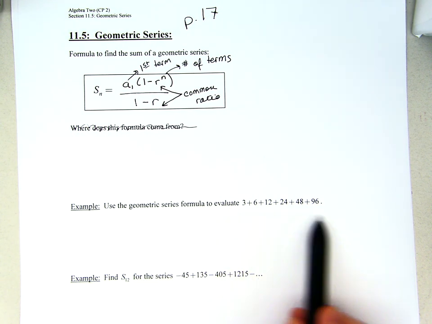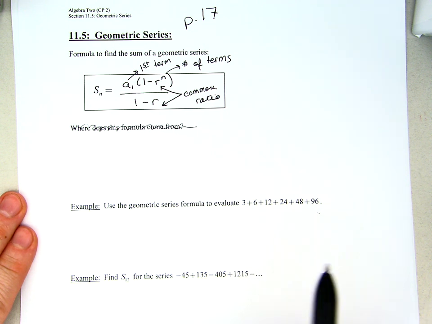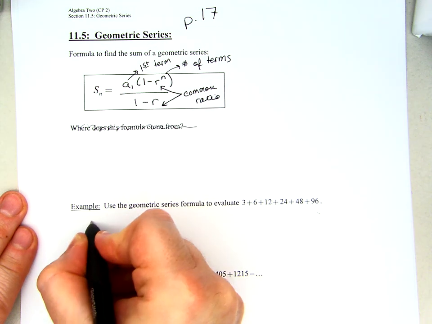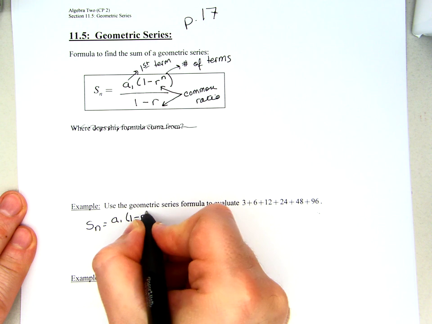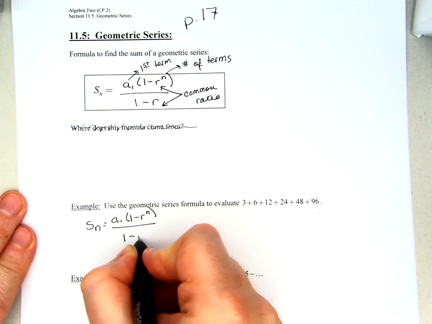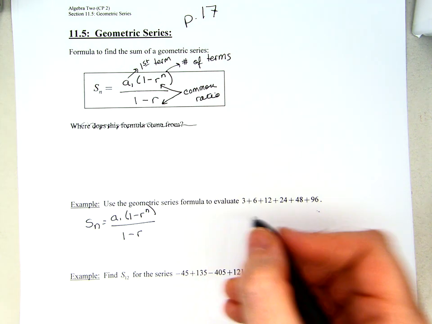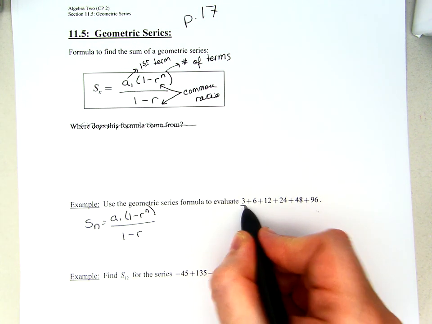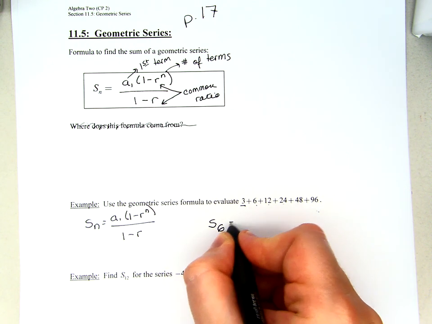I want to use the geometric series formula to evaluate that sum. Clearly I could just add things up, and we'll do that in a moment to check things, but I'm going to try to use that new formula, S sub n equals A1 times (1 minus r to the n) over 1 minus r. What is your A1? A1 is your first term. A1 is 3. By the way, 1, 2, 3, 4, 5, 6. I'm trying to add up 6 things, so I'm finding S sub 6.